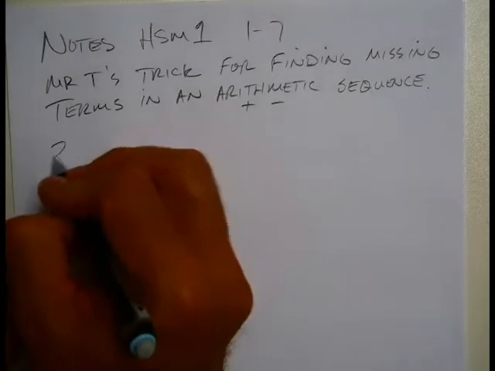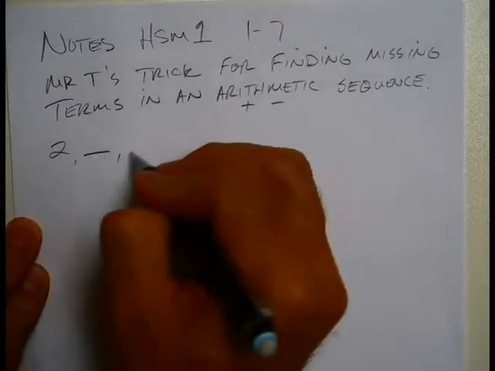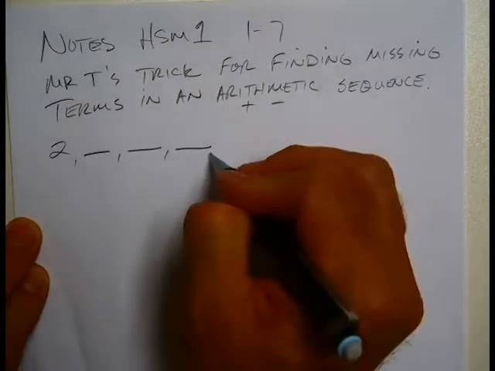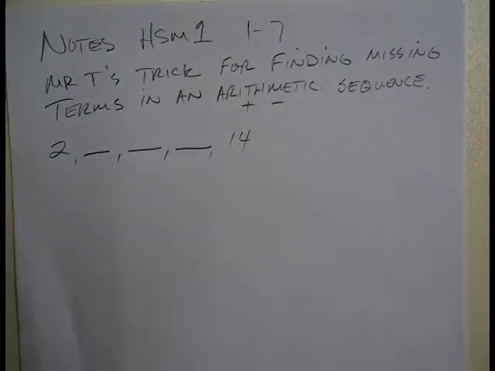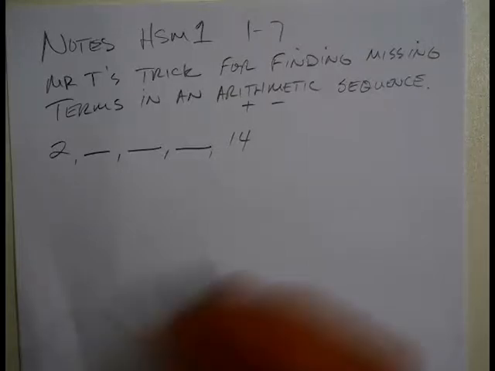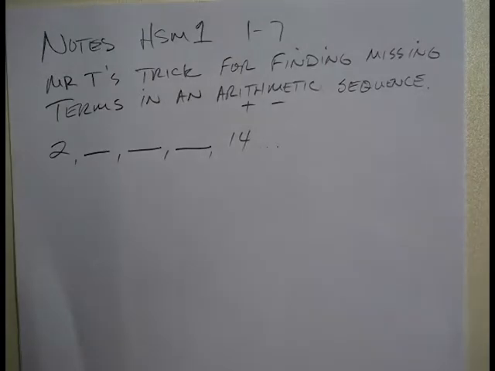So, if you have a problem like this, 2, then a space, a space, a space, and a 14, you kind of have to be told whether it's multiplying that'll get you there or adding or subtracting. In this case, it's arithmetic, so it's going to be adding or subtracting. And you could kind of do a guess and check to get the answer on this. But there's an easier way.